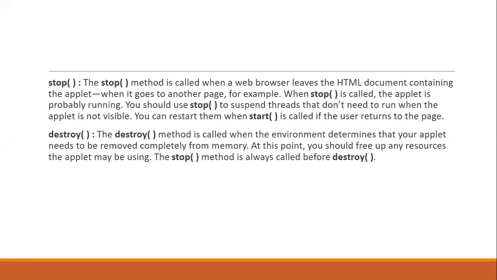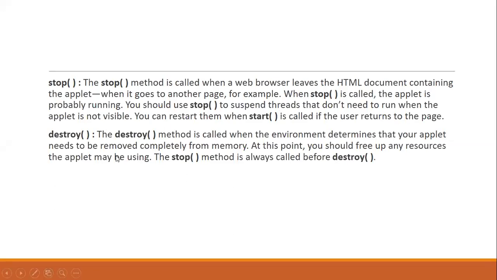The applet is live. So you should use stop to suspend the threads that don't need to run when the applet is not visible. So what happens when you call the stop method, as your applet is not the current window, not the one on top? Your applet has got covered, so the threads which are responsible for execution of the applet are suspended. You can start them when start is called, when the user returns to the page. After my job is over on the other window, I can come back to the applet. At that time, again the start method will be invoked and your applet will be executed.